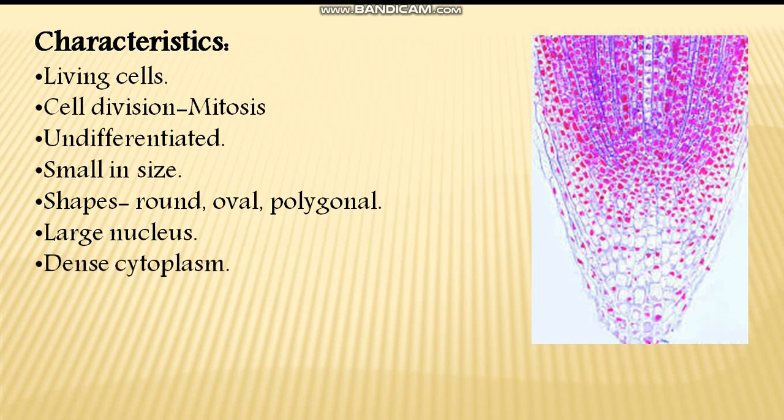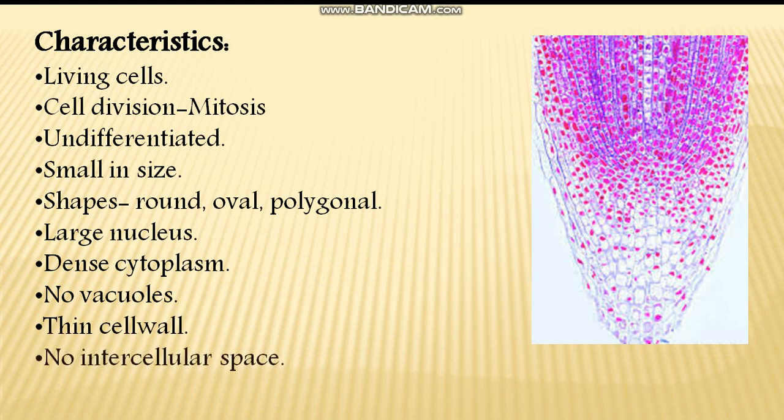They have dense cytoplasm. Dense cytoplasm means they have little cytoplasm or less cytoplasm. Then they have no vacuole. They have a thin cell wall and no intercellular space is found between the cells. It means the cells are compactly packed.